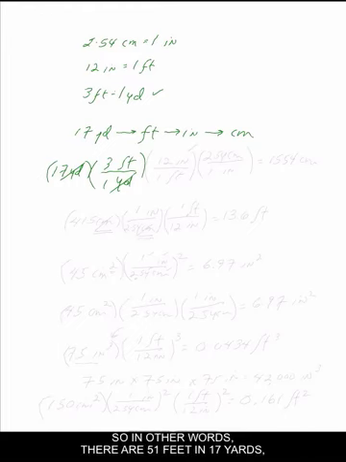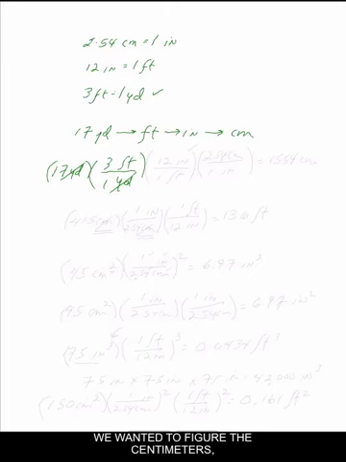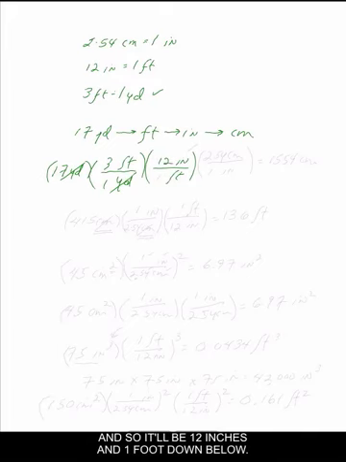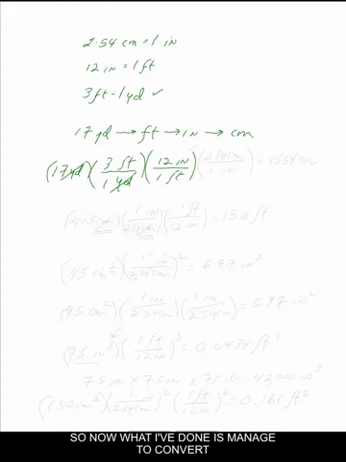So, in other words, there are 51 feet in 17 yards, but that's not the question. We wanted to figure the centimeters. So we simply continue with our calculation. If I have feet and I want to know inches, again, I know I have to have feet below and inches up top. And so it'll be 12 inches and the 1 foot down below. So now what I've done is managed to convert the equivalent number of yards into the equivalent number of inches. I know that because the only units left standing at this point are the inches.